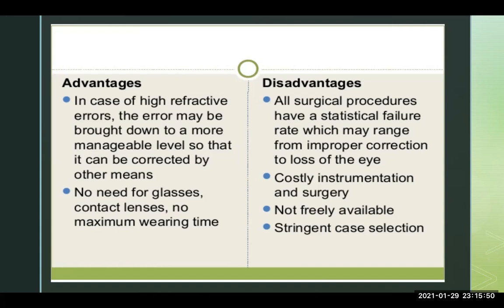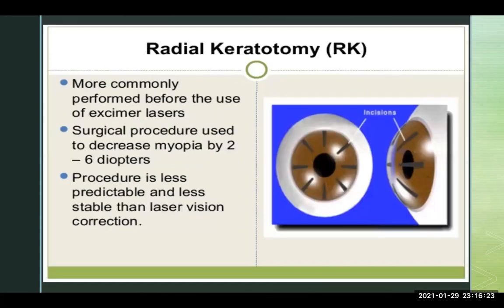Disadvantages. All surgical procedures have a statistical failure rate which may range from improper correction to loss of the eye. It's truly reported that even if it's safe, there is a percentage all over the world with a complication which may lead to this disabling of the eye. Costly instrumentation and surgery not freely available. Stringent case selection is needed; the patient should be counseled and selection should be strict.